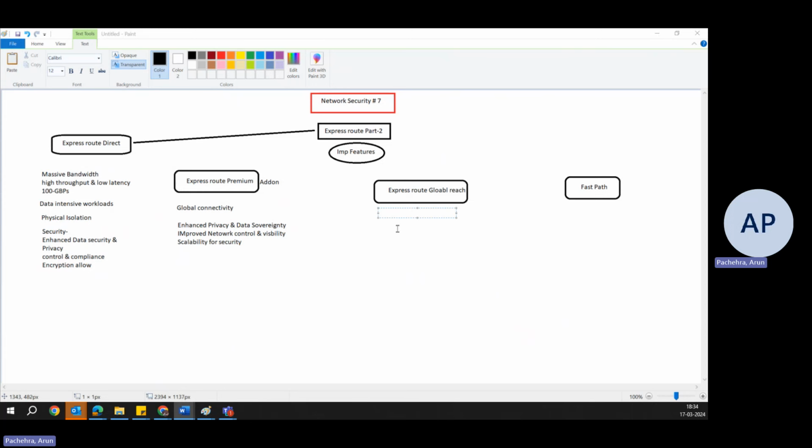So what should we write here? We can simply write: enabling private, high speed, and secure communication between various on-prem sites. That defines it pretty well.